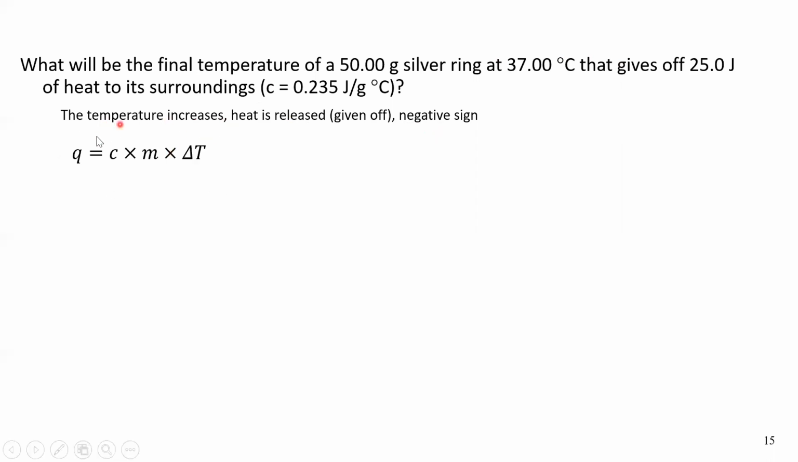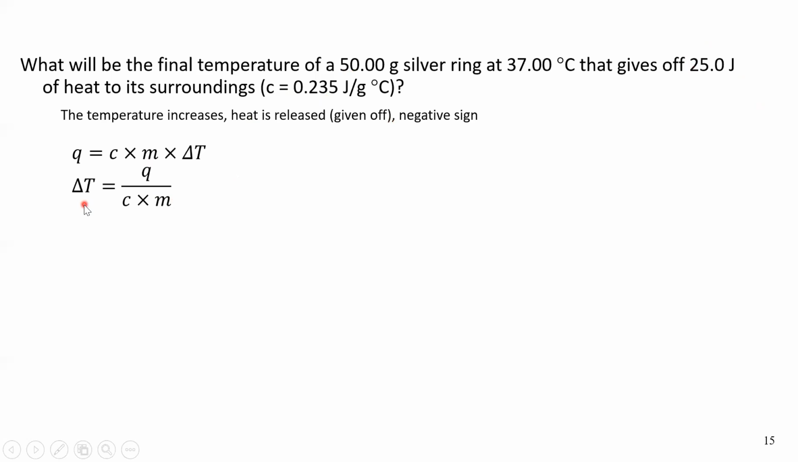Here's our equation. The first thing we want to do is solve for delta T. So you do a little bit of algebra. You want to get rid of C and M off the right-hand side of the equation. So here's our new equation: delta T equals Q divided by C divided by M. You know Q, you were given that value, although it's going to be a negative value because energy is being given off. We know the specific heat, 0.235. We know the mass, 50.00.